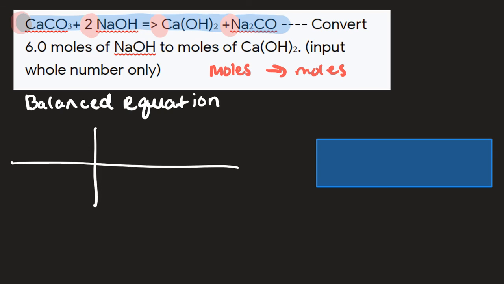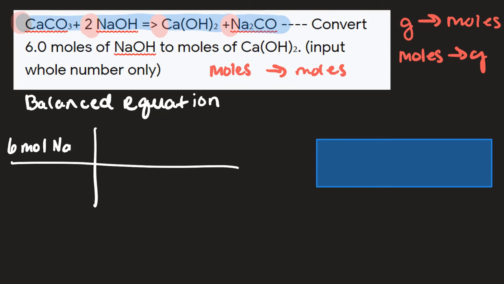The last few times we either went from grams to moles, or from moles to grams. But this time we're going from moles to moles. We're just converting these values. To do that, we need our balanced equation. So let's start off like we have been. We have 6 moles of NaOH. That's what's given to us. And we want to convert this to calcium hydroxide, Ca(OH)2.